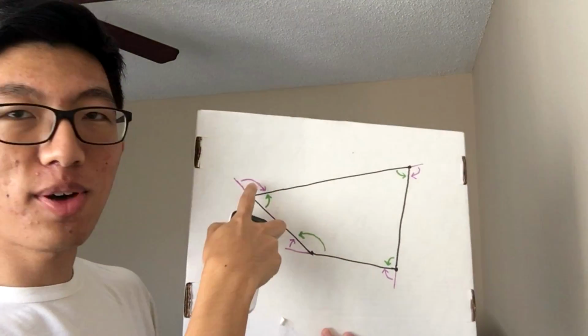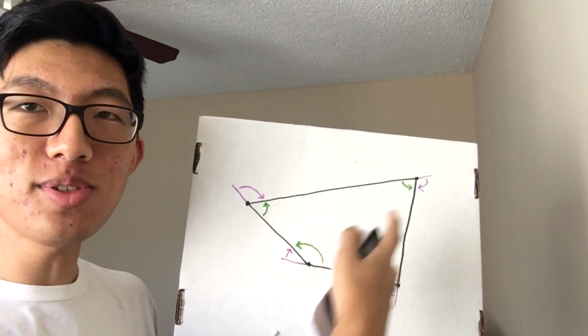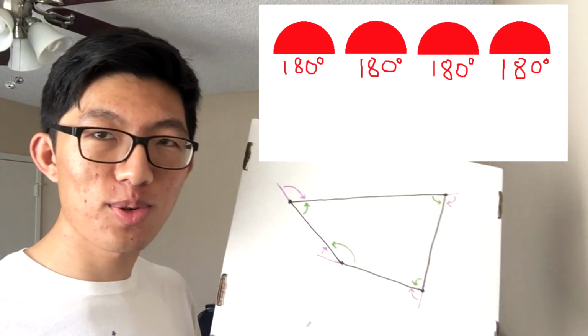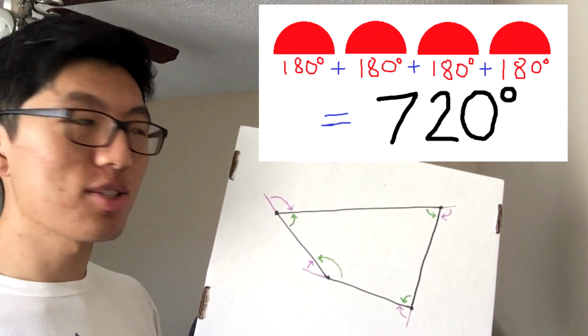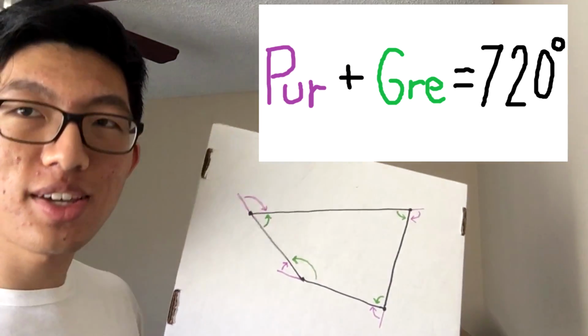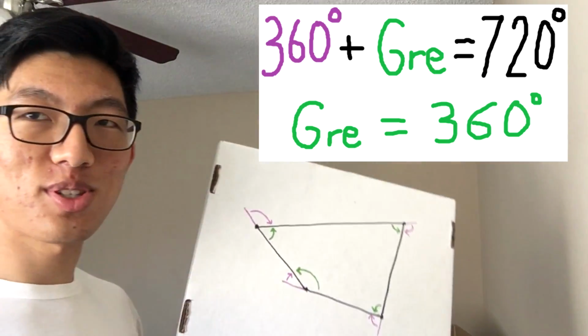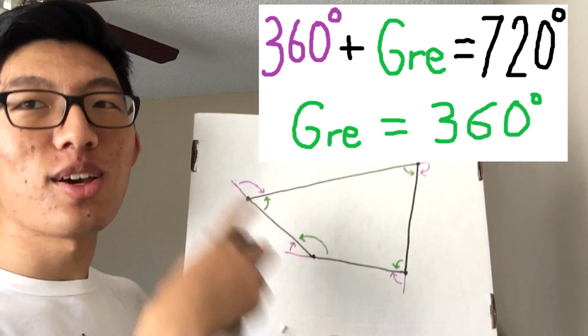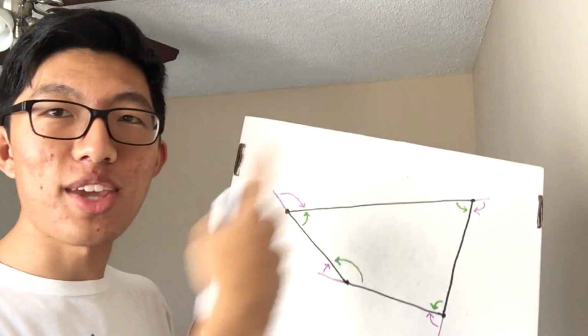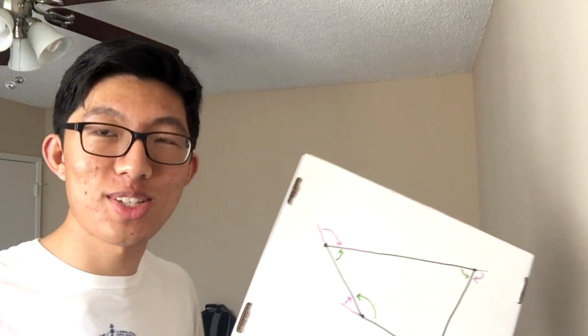Now if we look at the sum of all the purple and green angles, that's 4 semicircles. 4 times 180 degrees is 720 degrees. So now we know purple and green add up to 720 degrees. So because purple is 360, that means green is also 360. And the green angles are the interior angles of the quadrilateral. So there we go. The angles of a quadrilateral are 360 degrees.